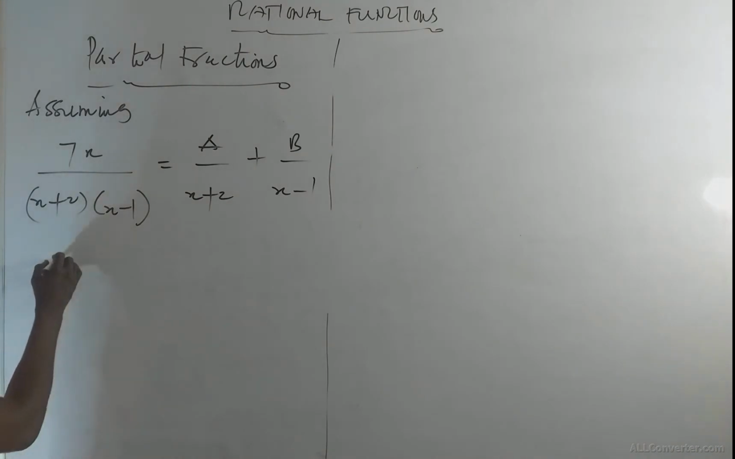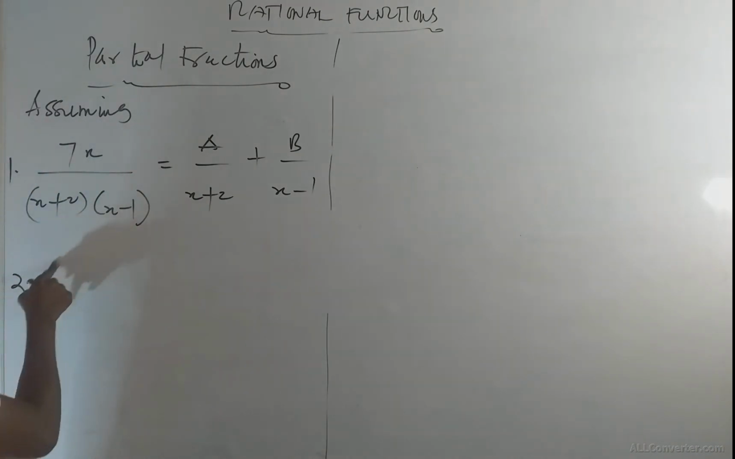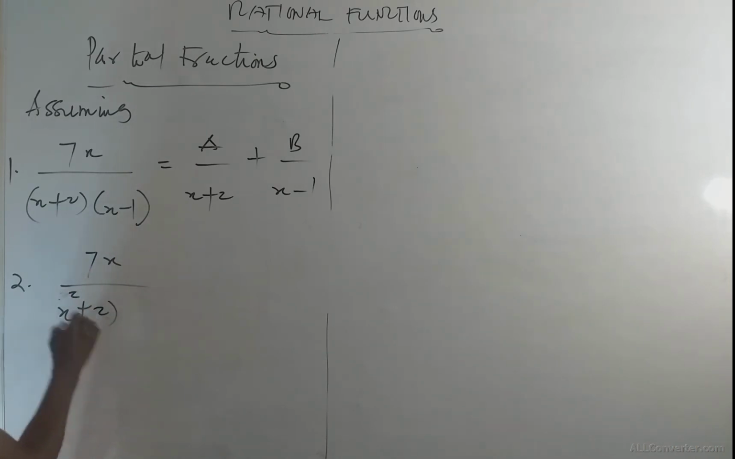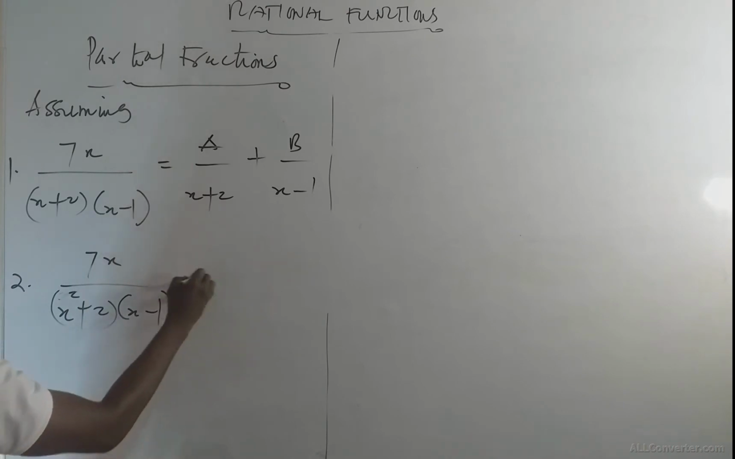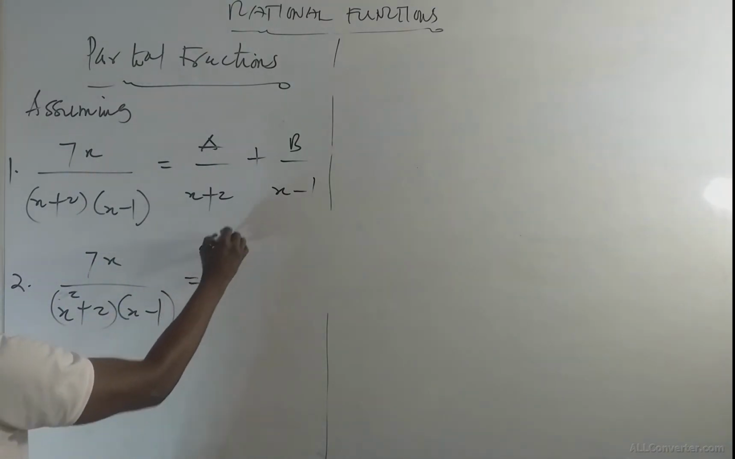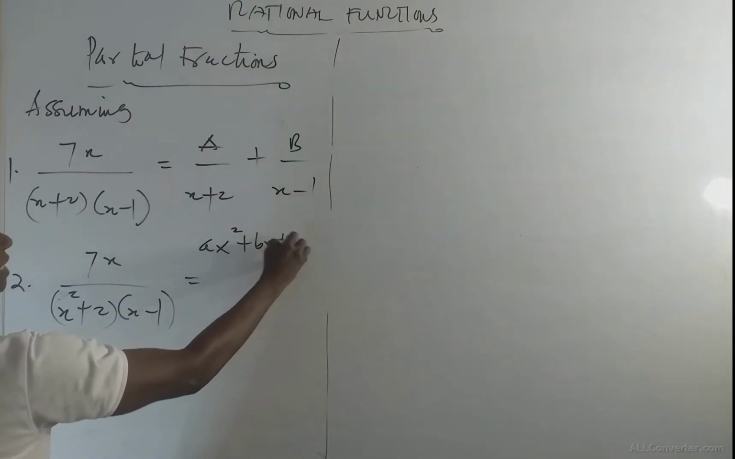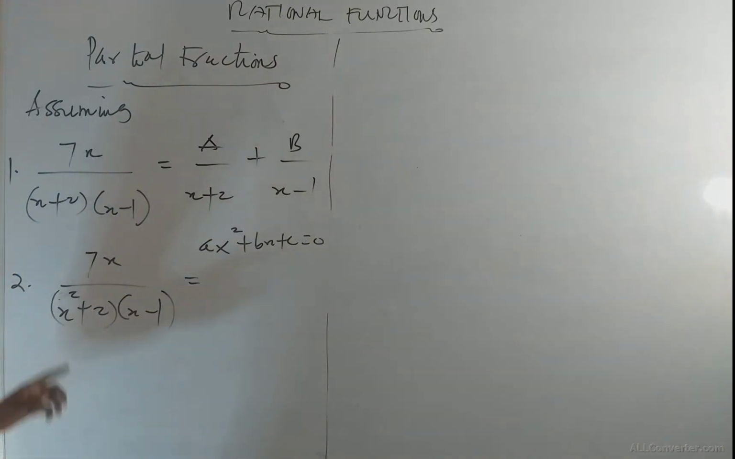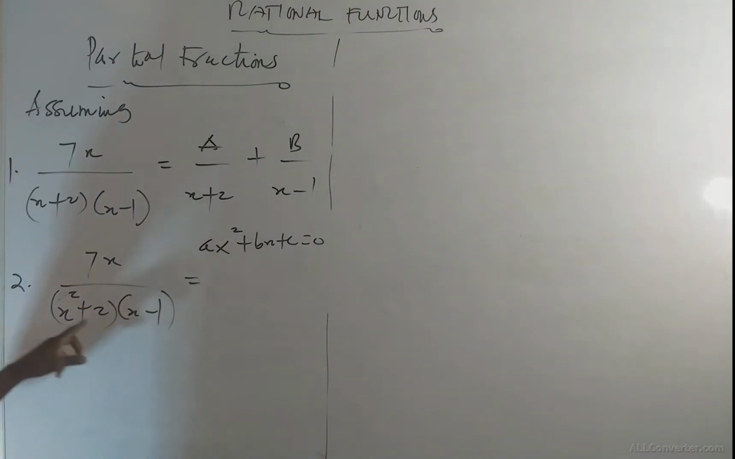Now let's assume, so this is assumption 1, that we are given the expression 7x over x squared plus 2, then we have x minus 1. When we look at this, you realize that one of the factors is quadratic, because we said that a quadratic must be expressed as ax squared plus bx plus c, where a, the coefficient of the square term, must not be equal to 0. So when you look at x squared plus 2, you realize that we have an x squared term, but there is no x term, but there is a constant of plus 2. So this is still quadratic.